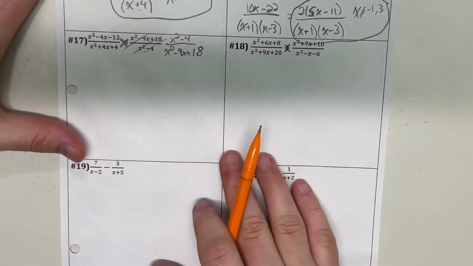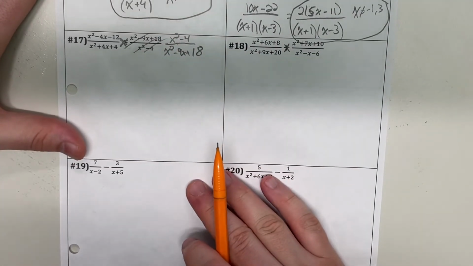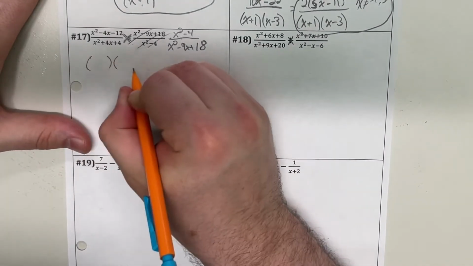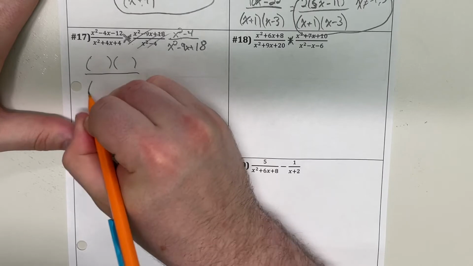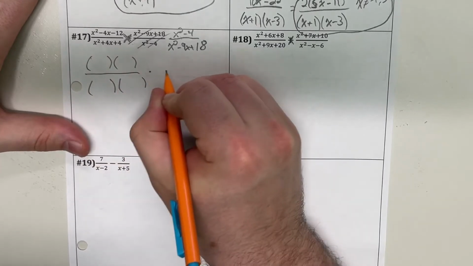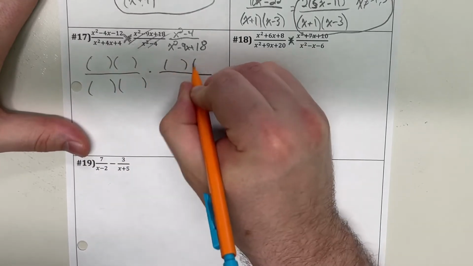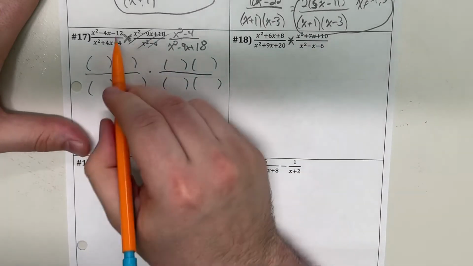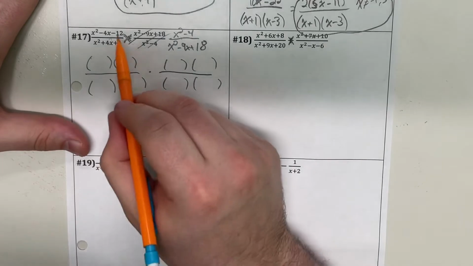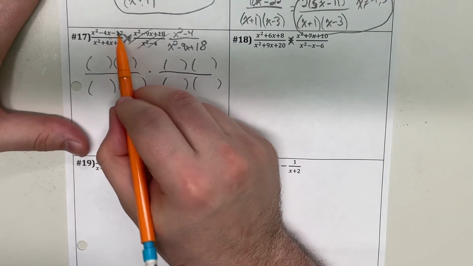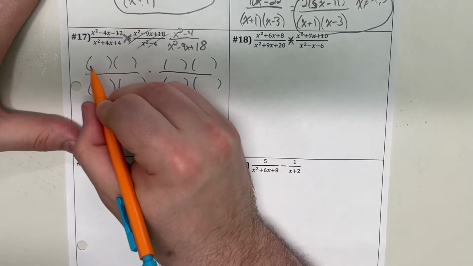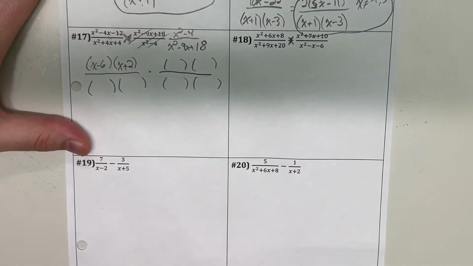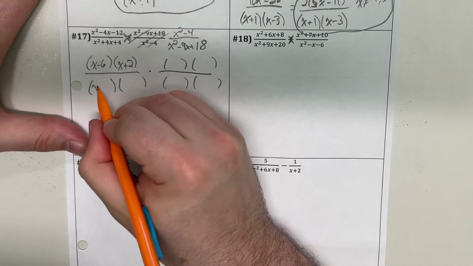So same setup as number, let's say 15. I have 2 sets of parentheses for each quadratic expression. So again, be able to set it up. And so in the top left one, I need a product of negative 12 and a sum of negative 4. So I have x minus 6 and x plus 2. Bottom left, we already did that one.